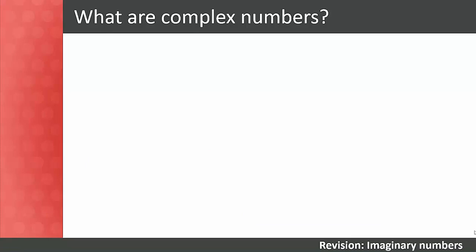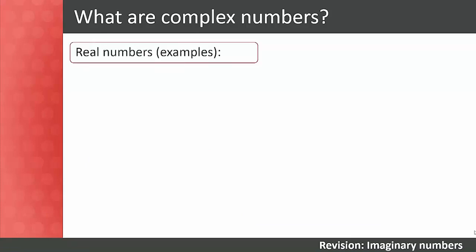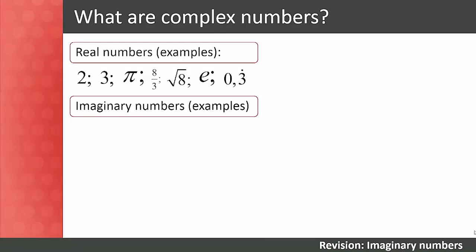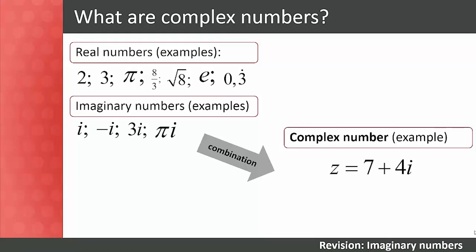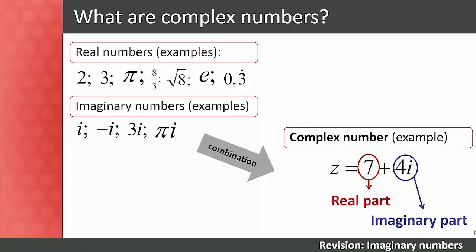So, what are complex numbers? We have real numbers such as 2, 3, pi, 8/3, the square root of 8, e, and 0,3 recurring. And imaginary numbers such as i, -i, 3i, and pi i. So what if we combine these two? A complex number, such as z is equal to 7 plus 4i, is a combination of an imaginary number and a real number. It has a real part and an imaginary part.